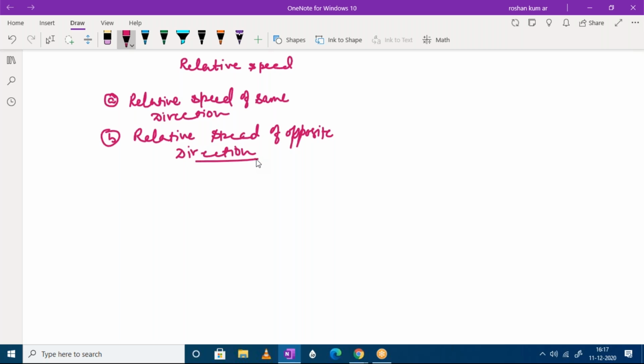Okay, so in today's class I'll be emphasizing more on the use cases of relative speed of opposite direction, because this will be more important from your examination point of view. You will see a lot of questions based upon that, and if you're clear with this, then the same thing we can replicate into the same direction question.